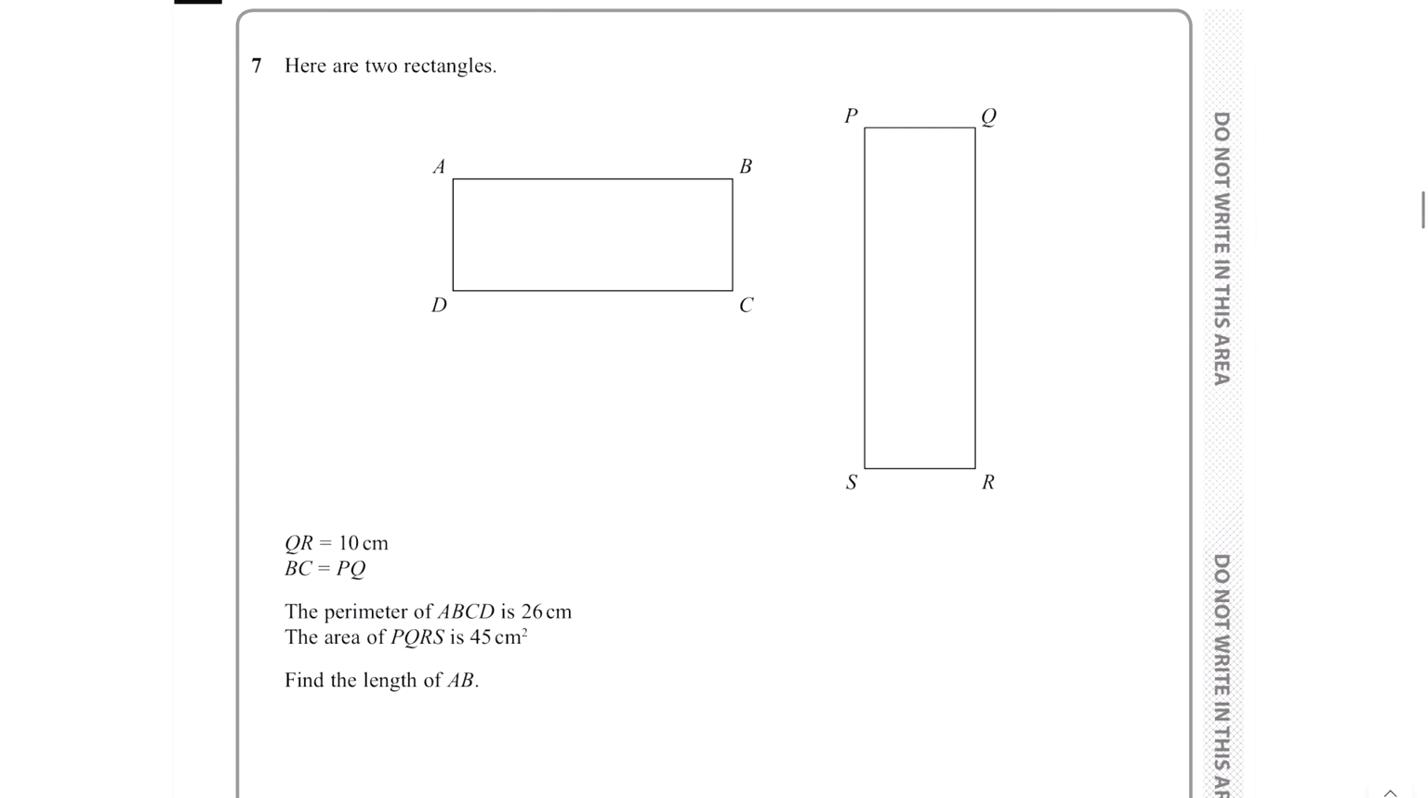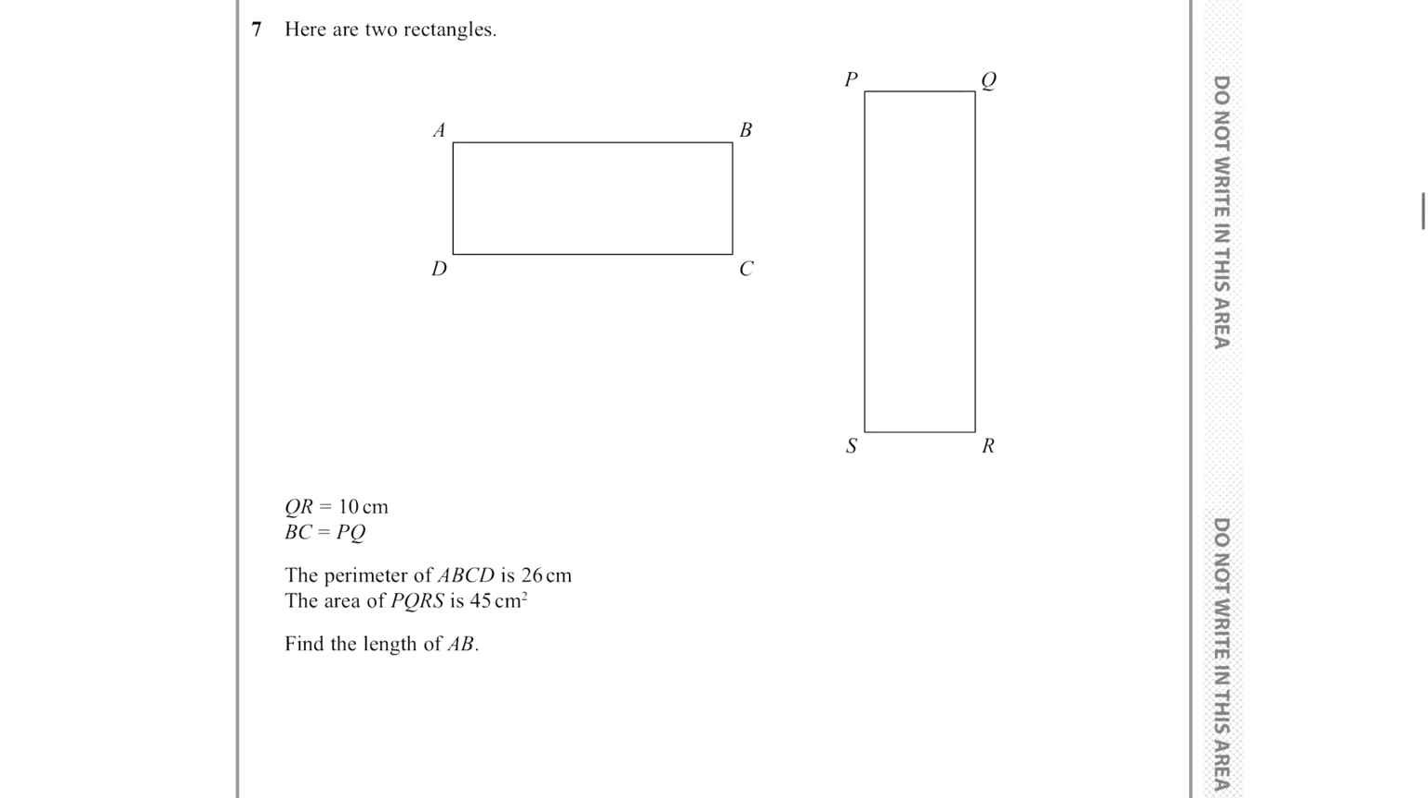Here are 2 rectangles. QR is 10 centimeters. Okay, so that's PQ and BC are the same. The perimeter of ABCD is 26. The area of PQRS is 45. Find the full length of AB. Okay, so let's start labeling what they've given us. They've told us QR, which is this one, is 10 centimeters. So that means this must be the same since it's a rectangle. They've told us that BC is equal to PQ. So if this is X, this is also X.